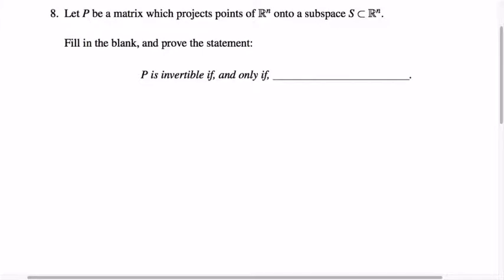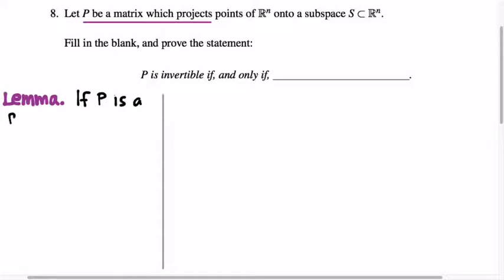Finally, in question 8, you're asked to complete and prove the following statement. If P is a projection matrix onto a subspace of Rn, then P is an invertible matrix if and only if something. We're going to discover what that something is. Let's start with a lemma about projection matrices. If P is a projection matrix, in other words, if P achieves projection onto the subspace S, then what is P squared going to be?